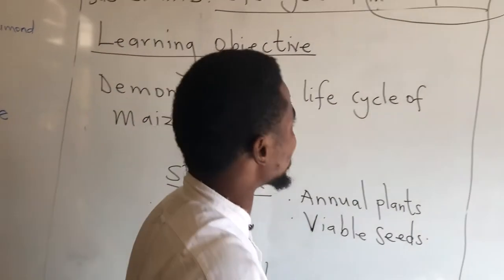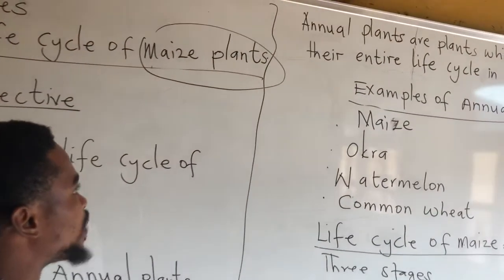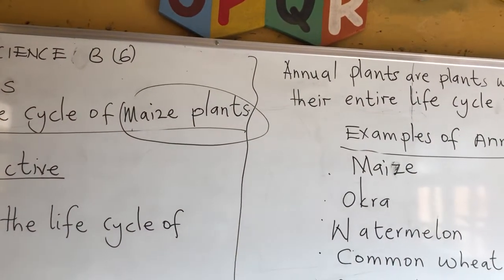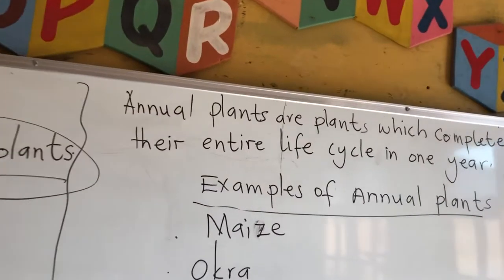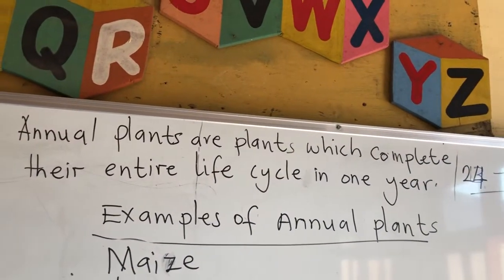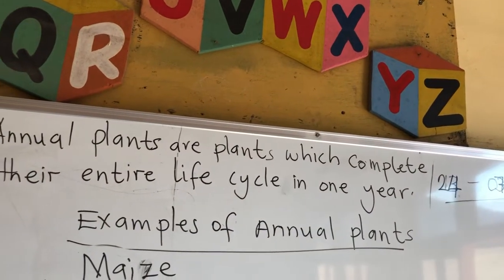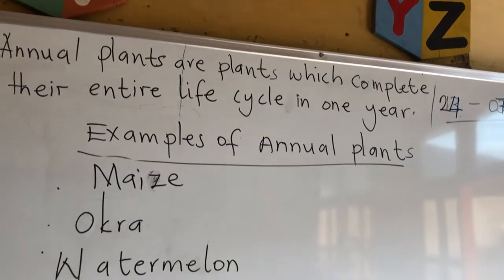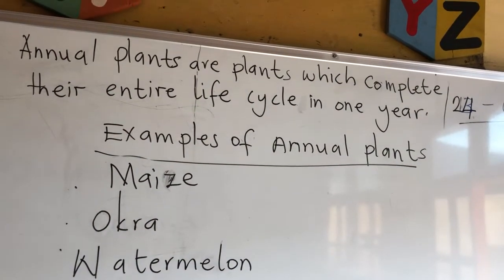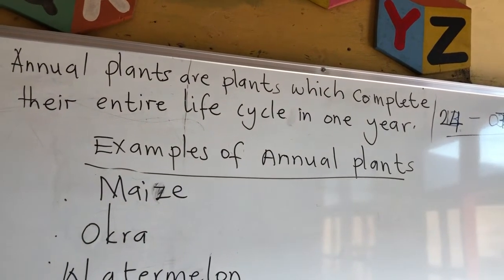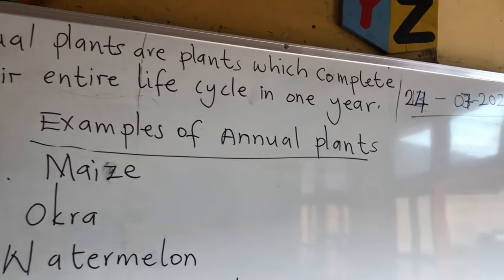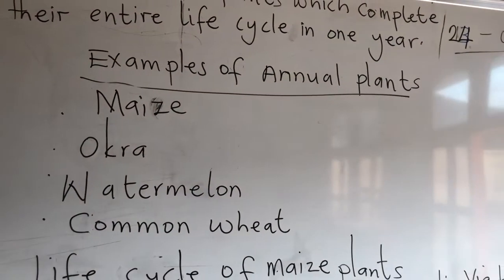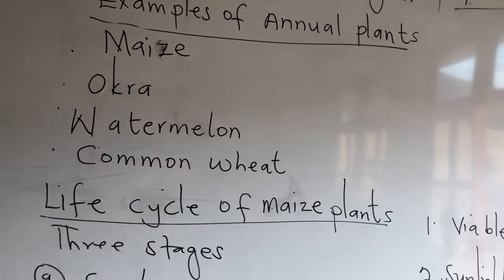Now, the first thing is that we want to look at what are called annual plants. Maize is an example of annual plants. So what are annual plants? Annual plants are plants which complete their entire life cycle in 1 year. So let us look at examples of annual plants. Maize is an annual plant, followed by okra, and then we have watermelon, and then common wheat.